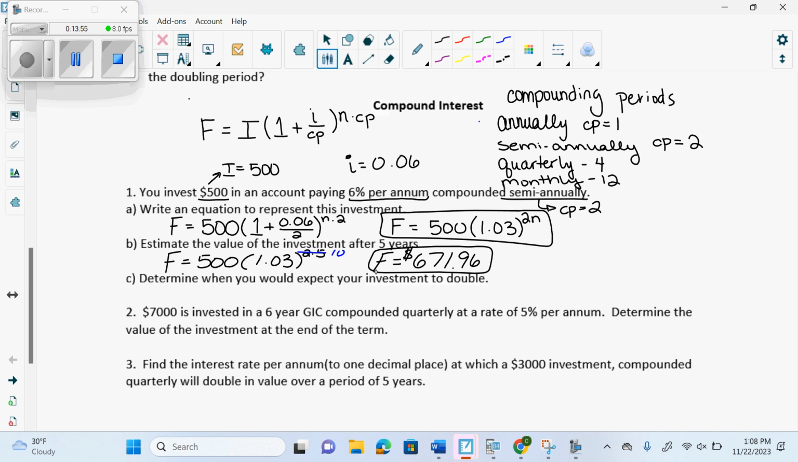Guys, how much interest did they make in those 5 years? $171.96. What did you do? He subtracted. 671 minus the initial, so minus that 500, and they made 171. Now determine when you would expect your investment to double. So I originally had 500. What am I going to have for my final now? 1,000 equals 500, bracket 1.03 to the 2n.